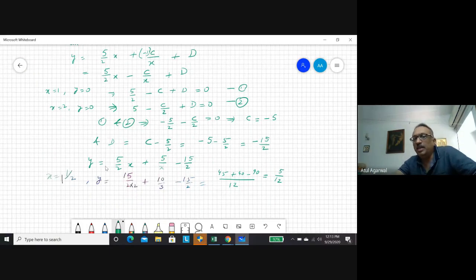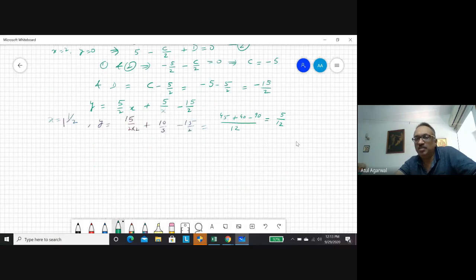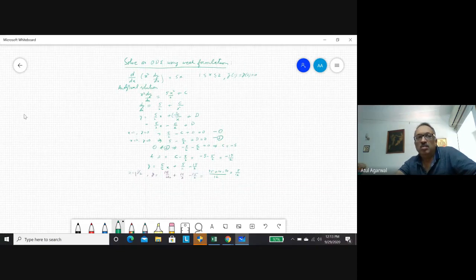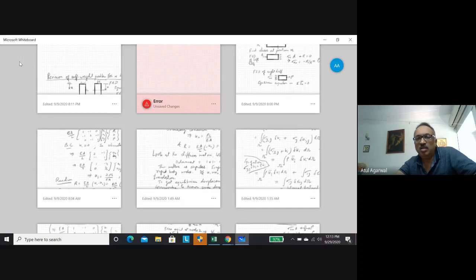So this is my analytical solution. If I take the value x of 1.5, I get this value of y. And if you put 1 and 2 in this equation, you will get zeros. So this was my analytical solution. Okay.